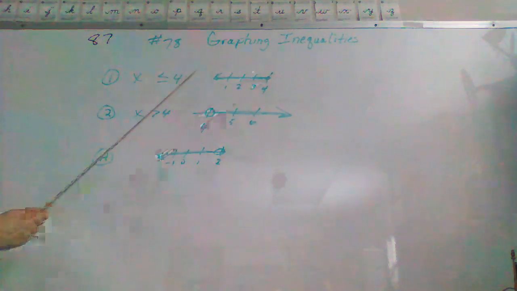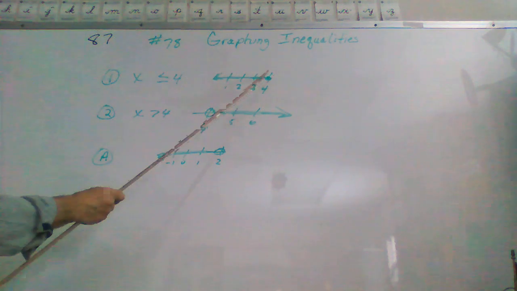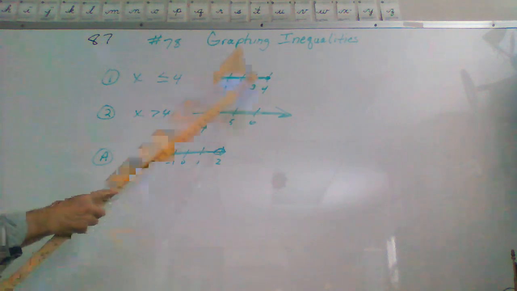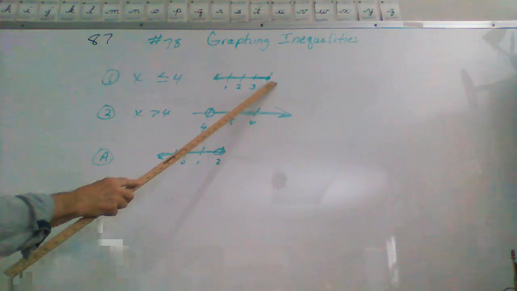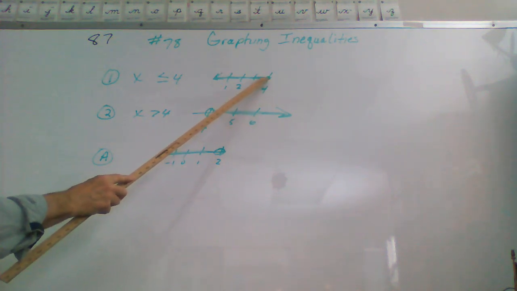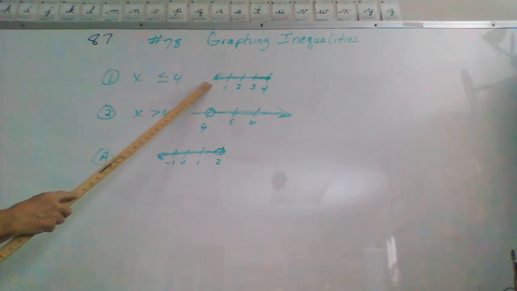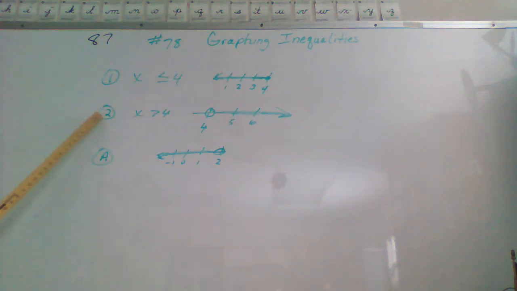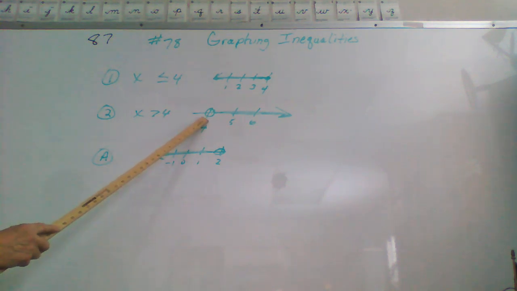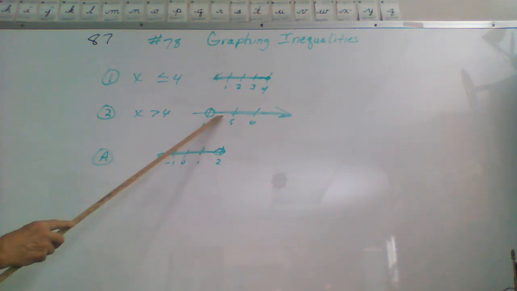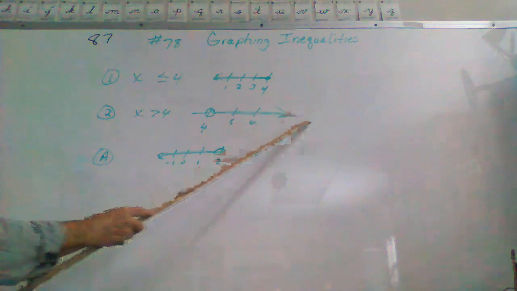So I draw my number line here and I locate 4. I have to have a solid circle where 4 is because it includes the number 4 and everything less than. So notice I've got my arrow. Next, x is greater than 4. It does not include 4, so it's an open circle at 4 with everything to the right.